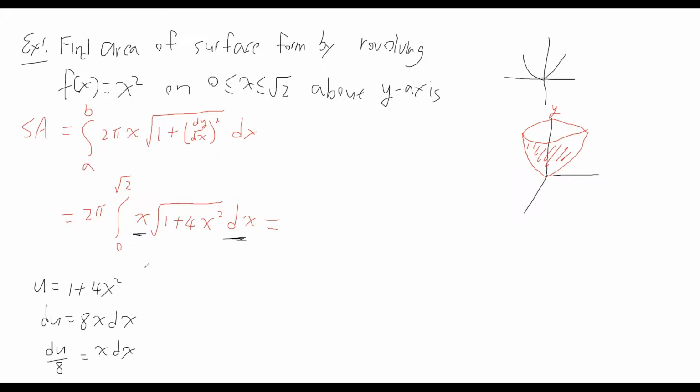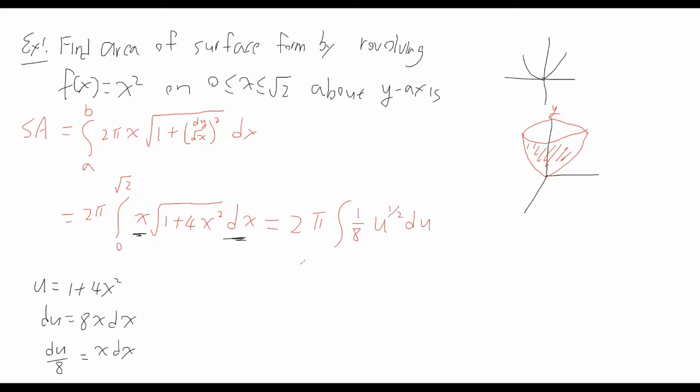All right, so with u sub, let's see what we have. We have 2 pi. Right, and we'll deal with the bounds later. x dx will be du over 8. Right, so we have 1 over 8 here, and then du. Next, we're seeing 1 plus 4x squared, that's u. So square root of u, I'm going to write it as u to the power of 1 half.